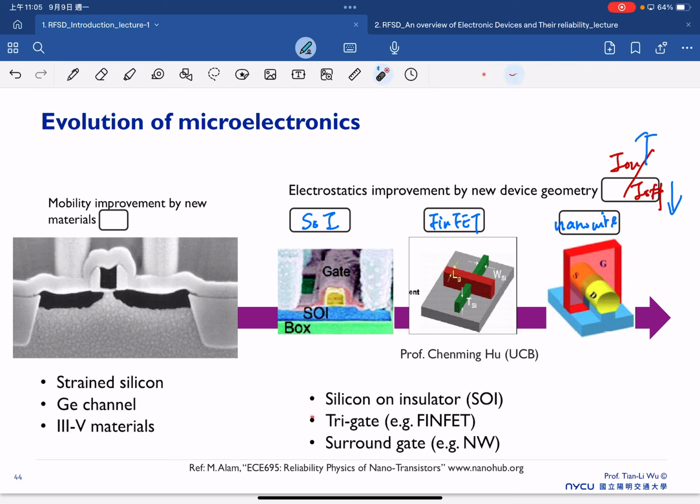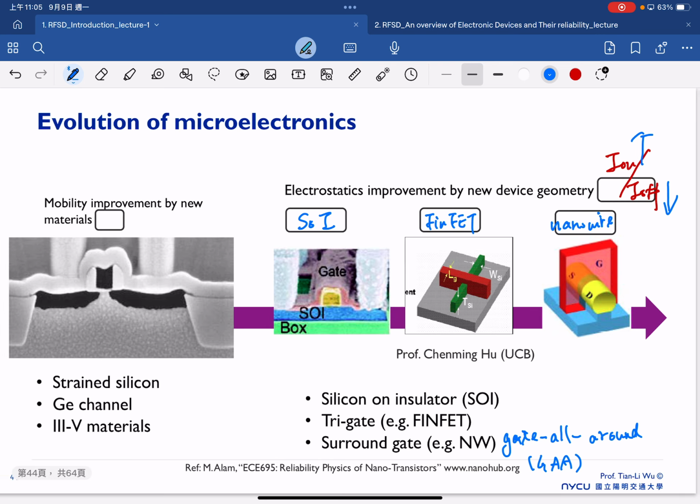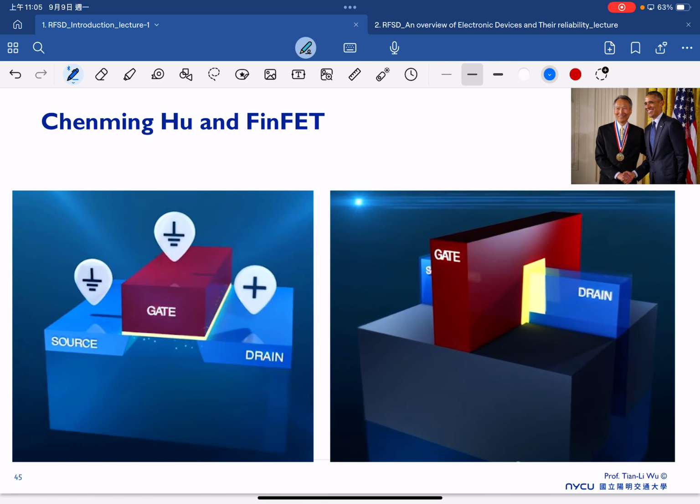The SOI, the full name is silicon on insulator, and we have a tri-gate, which we call the FinFET. We also have a surround gate, for example what we call the nanowire, or gate all around, also called GAA. That's the gate all around technology. And nowadays, the main dominating technology for the advanced transistor is still related to the FinFET. So for the idea of FinFET, on the left-hand side we have a planar transistor.